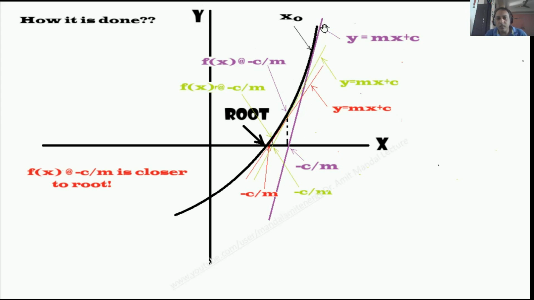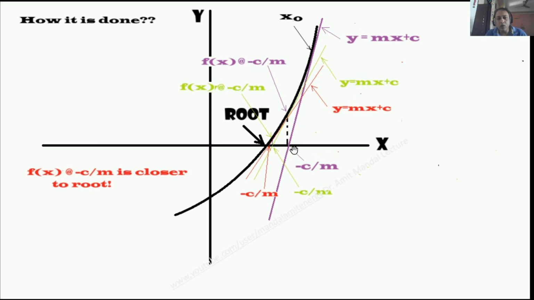Now we see that this tangent is intersecting the x-axis at this point. When this tangent intersects the x-axis, over there y will be 0. So if I put y equals 0, meaning I want to find the point where it intersects the x-axis, then x will be minus c by m. Put y equals 0, so minus c by m will be x.